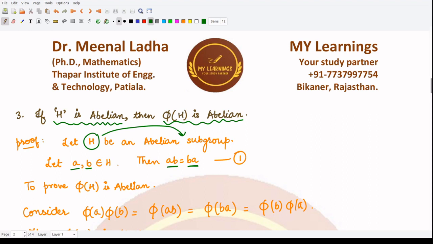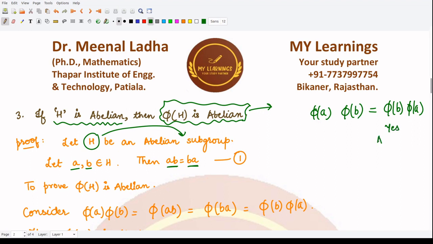Next, we want to prove that this phi of H is also abelian. That means we have to take two elements, which I have selected to be phi of A and phi of B. Now we will check whether phi of A phi of B is equal to phi of B phi of A or not. If yes, then we would have our subgroup as abelian, that is, phi of H would be abelian. So to prove that phi of H is abelian, we consider phi of A multiplied with phi of B. Let's see what this is.